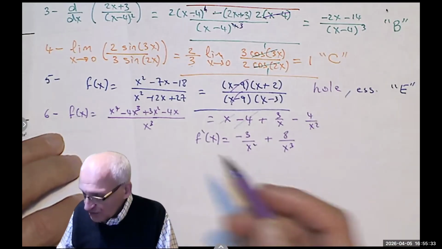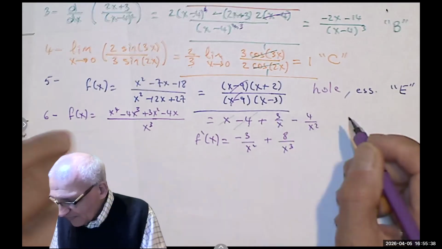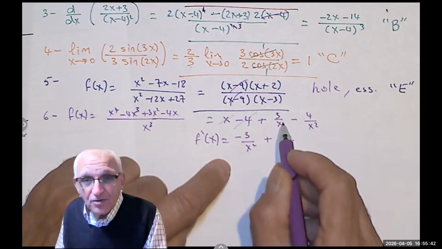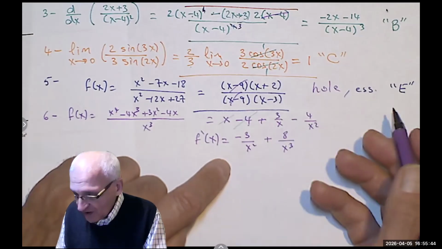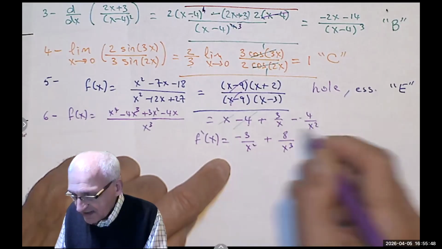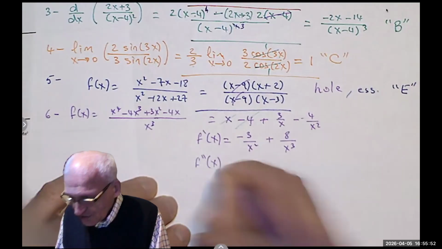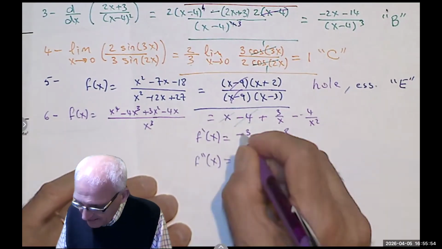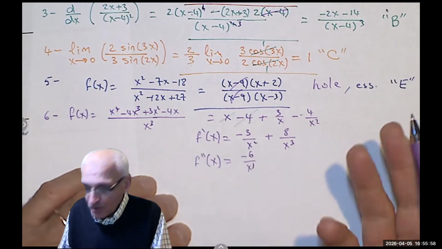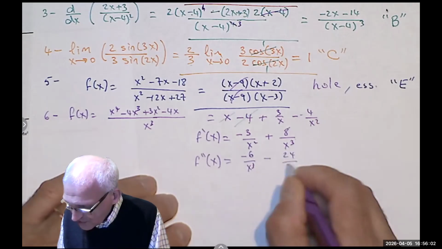All you do is multiply the 3 by the power of x. It was negative 1. That's why 3 times negative 1 is negative 3. And negative 4 times negative 2 is positive 8. So the next time, I don't waste time. This would be negative 3 times 2 is negative 6 over x cubed. That's the fastest way to do it. And 8 times negative 3 is negative 24 over x to the 4.